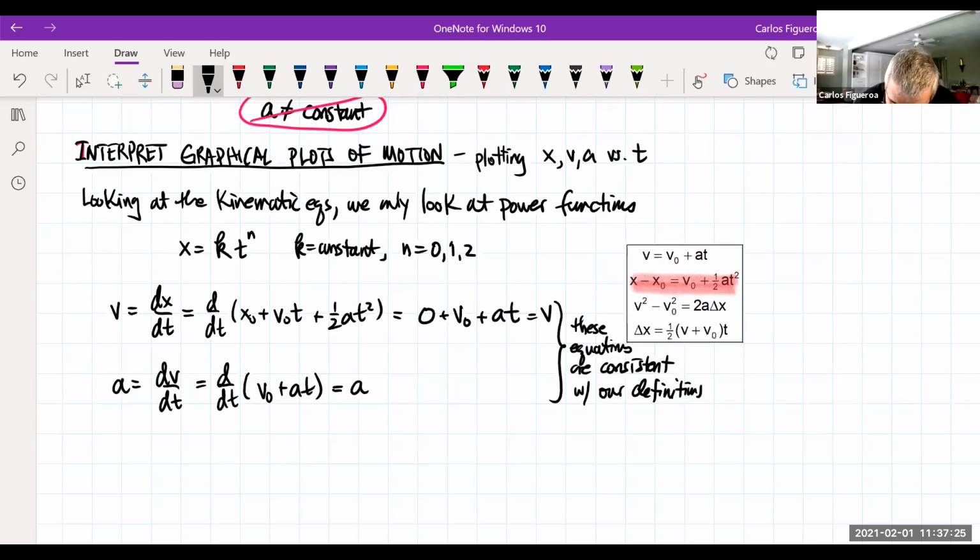With our definitions that acceleration is velocity divided by time, and velocity is the displacement as a function of time, all of these equations can be derived from these things here. So what I want to now focus on is the plots for each situation here. Okay? So let's go look at this.